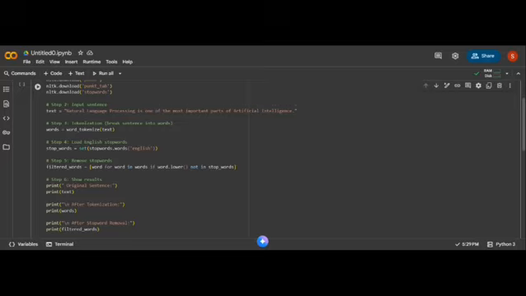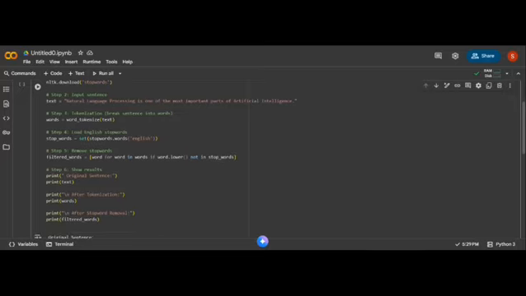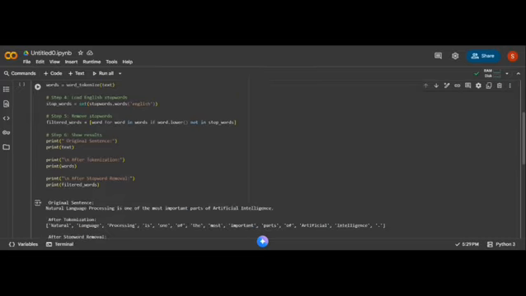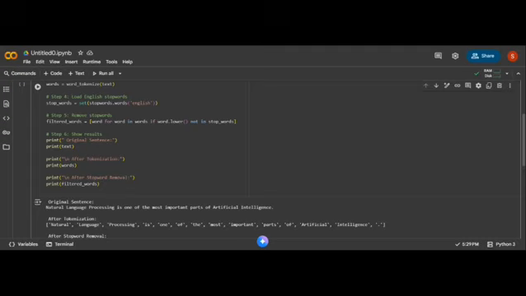First, we tokenize this sentence, which means splitting it into individual words. After tokenization, we have words like natural, language, processing, is, one, of, the, and so on. Next, we remove the stopwords using the predefined English stopword list. This eliminates common words such as is, of, and the. The remaining words are the most important words like natural, language, processing, one, important, parts, artificial, and intelligence.